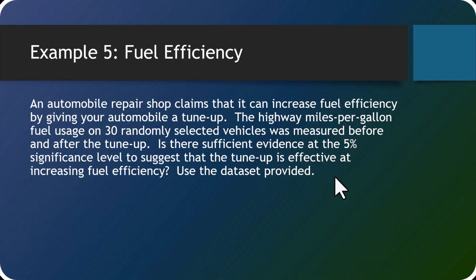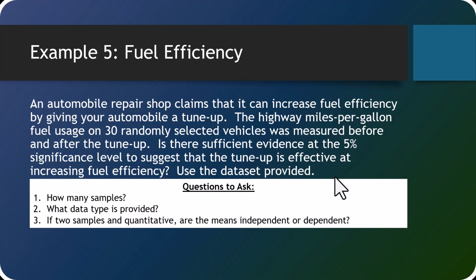Again, I didn't actually make a data set here, just made up this problem. So we have to answer our 3 questions. How many samples would we have if we had a data set? What kind of data is provided? And maybe we have to answer number 3. So we have the before and after, right? Doesn't make any sense if I don't have both pieces of data. I can't answer this question, okay? So we have 2 samples, the before tune-up and after tune-up, okay?